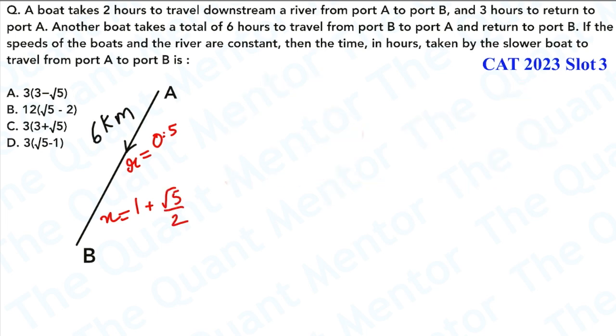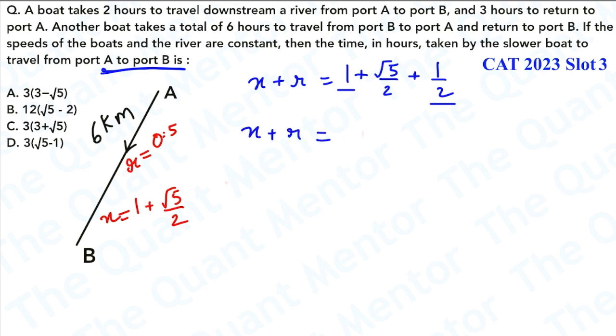So finally, what is the time taken by the slower boat to travel from port A to port B? So now in this case, if the boat travels from A to B, it is traveling downstream. Its speed will be X plus R. That will be 1 plus root 5 by 2 plus 1 by 2. 1 plus 1 by 2 is basically 1.5 or 3 by 2. So speed of the boat while going downstream will be root 5 plus 3 upon 2, right? Because 1 and 1 by 2 will combinedly become 3 by 2. So root 5 by 2 plus 3 by 2 can be written as root 5 plus 3 upon 2.